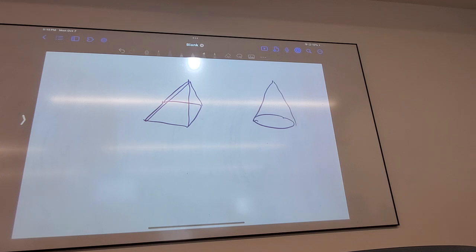Because every corner of the circle, meaning every point on the circle, goes to a single point up above it. So it matches the definition of a pyramid.